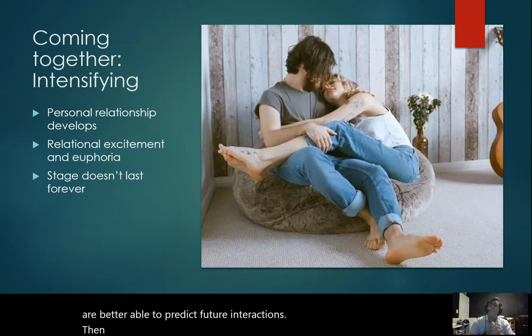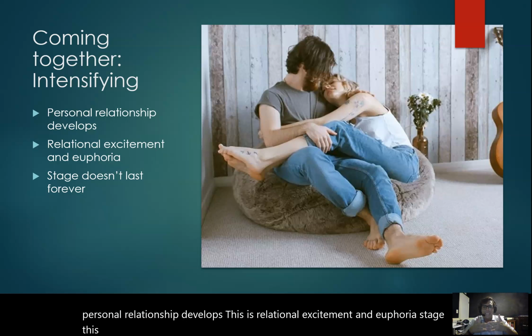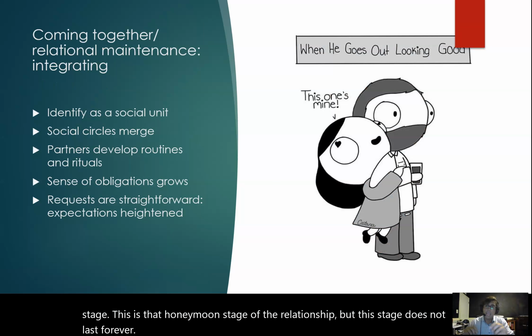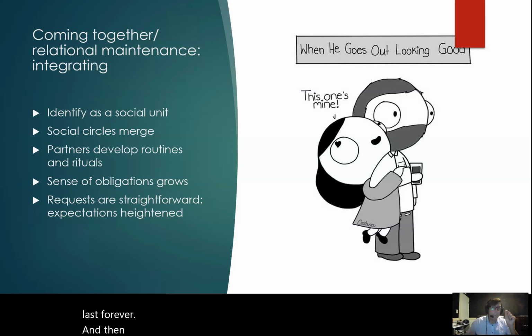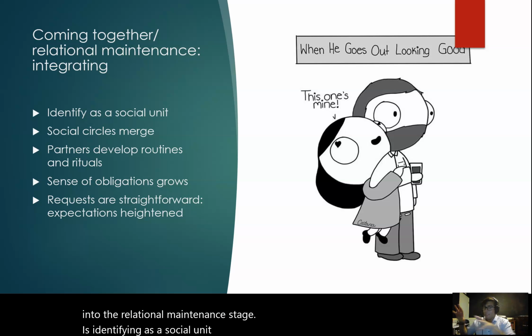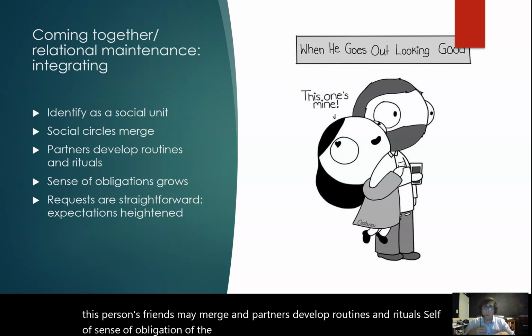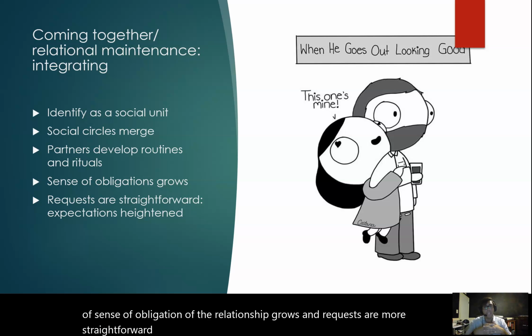Then we have intensifying, and this is where the personal relationship develops. This is the relational excitement and euphoria stage. This is that honeymoon stage of the relationship. But this stage does not last forever. And then further through this coming together, but this is also where we get into the relational maintenance stage, is identifying as a social unit, social circles. So this person's friends and this person's friends may merge, and partners develop routines and rituals. Sense of obligation of the relationship grows, and requests are more straightforward, and expectations of the relationship are heightened.